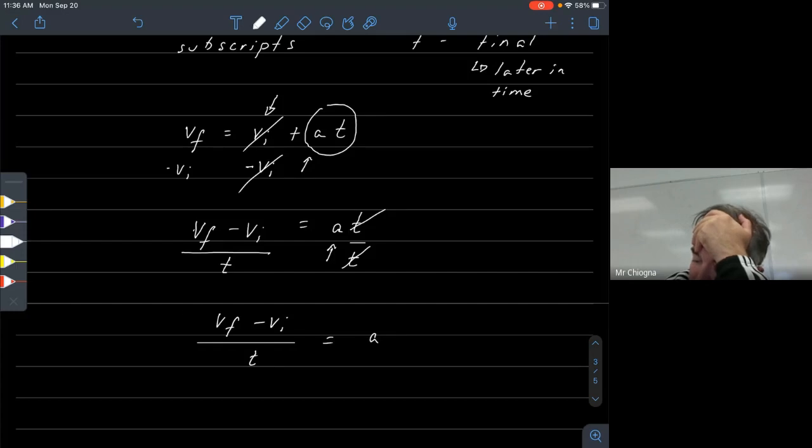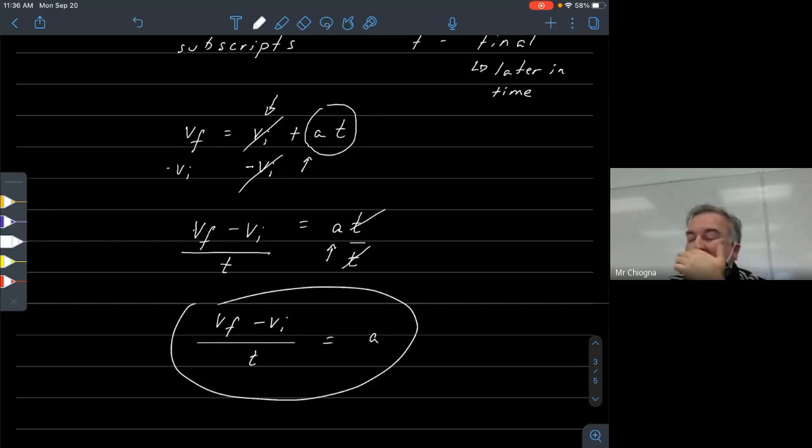This is an actual equation we use quite often. This stands for final speed, initial speed. T stands for time. A stands for acceleration. Deal with that later, but.